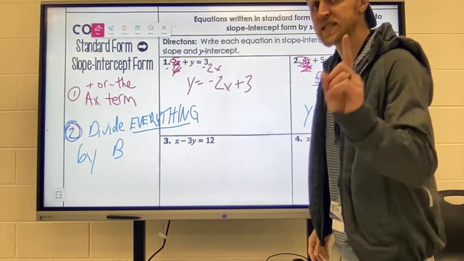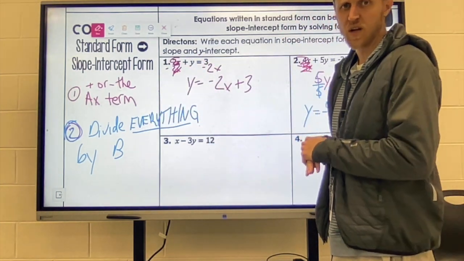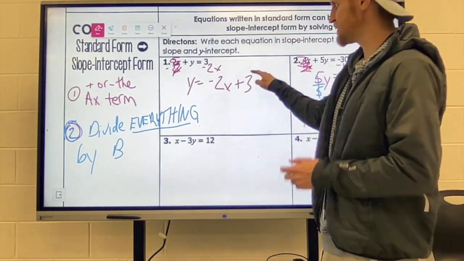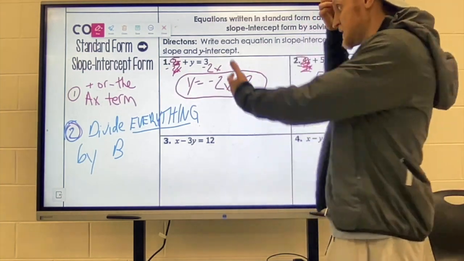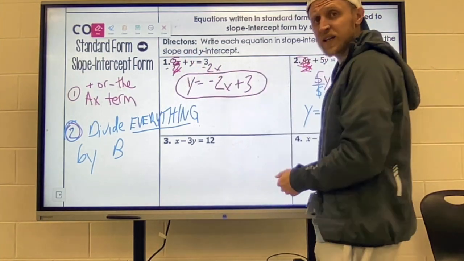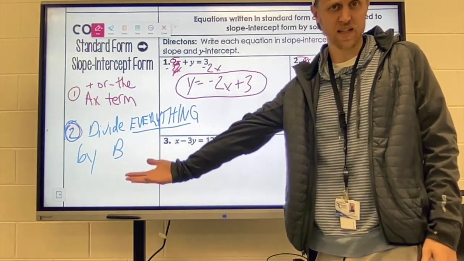Now, I've only done one step. I haven't quite gotten to that second step where I have to divide by the coefficient. But you should notice that we've already got y equals mx plus b. That's because the coefficient for y is just an invisible 1. So we don't really need to do that second step.